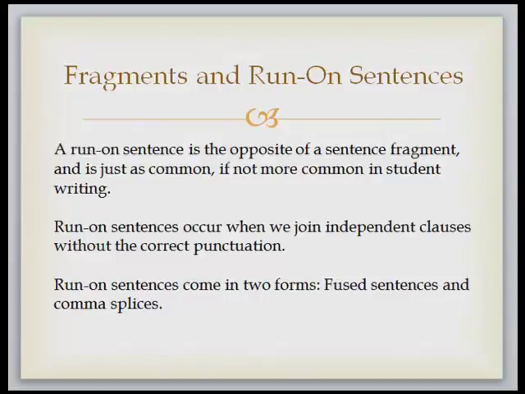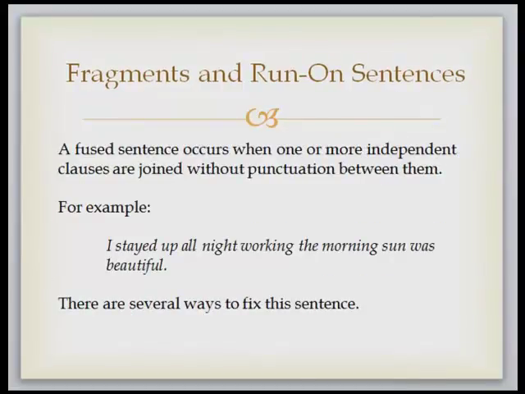The two forms are what we call fused sentences, which is essentially joining the sentences together without the right punctuation, or comma splices, where we simply use a comma but forget the coordinating conjunction when we put those together. Let's talk about those independently and work our way through this. A fused sentence occurs when one or more independent clauses are joined without punctuation between them. We've talked a little about that in the sense of it being a run-on sentence, but this is really the fused sentence part of that construction.